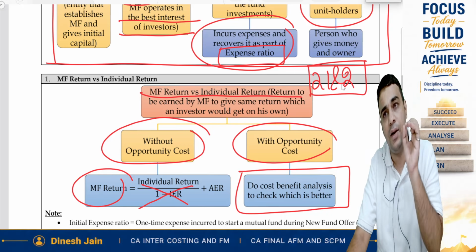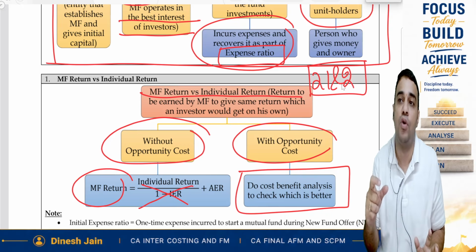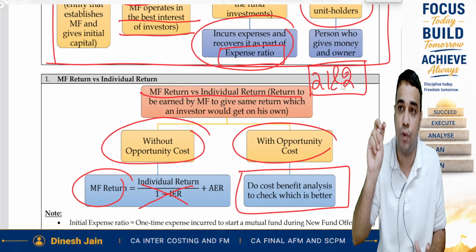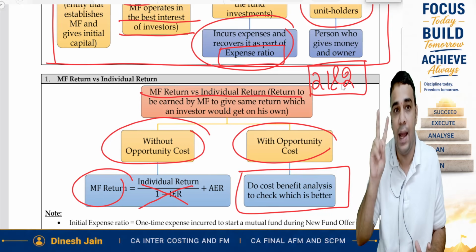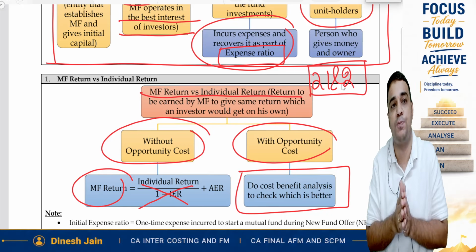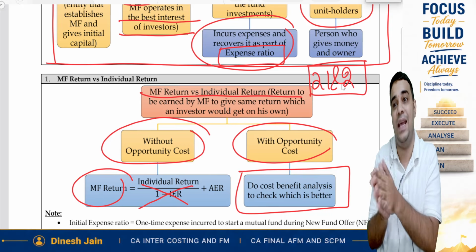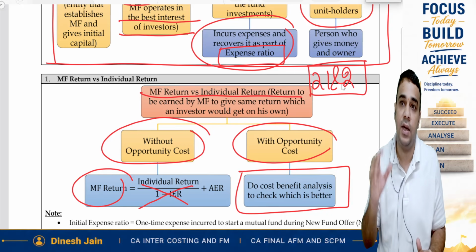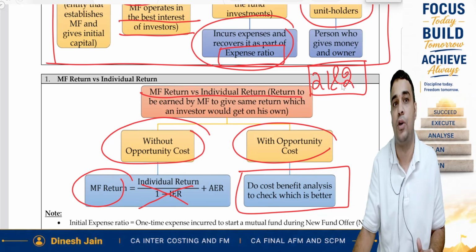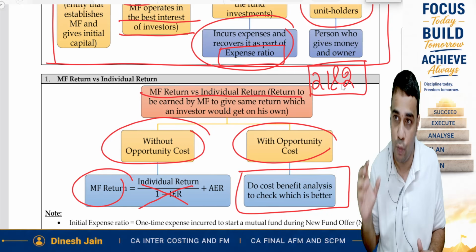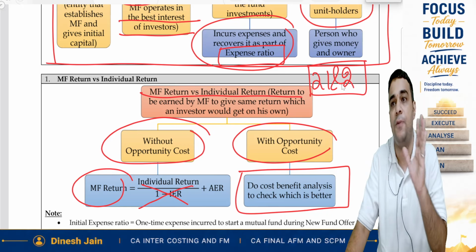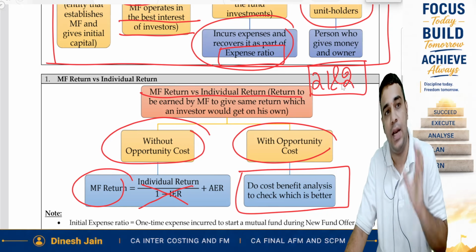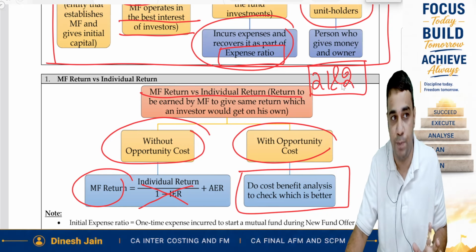In order to evaluate this, we did the first concept called mutual fund return versus the individual return. The return which an MF generates has to be more than what an individual wants because of two ratios. What are the two ratios? Initial expense ratio and annual expense ratio. The initial expense ratio is a one time expense, whereas the AER is a recurring expense throughout the year. Because of this, it becomes mandatory for the mutual fund to earn more than what an investor wants. Broadly, we had a formula: MF return is equal to own return divided by 1 minus the initial expense ratio plus the annual expense ratio.